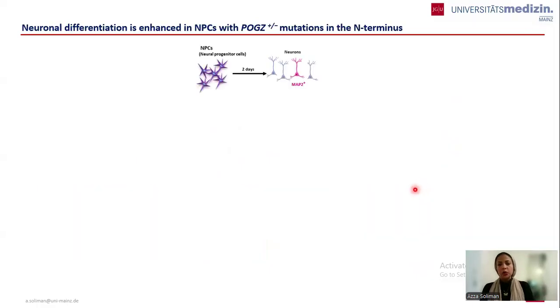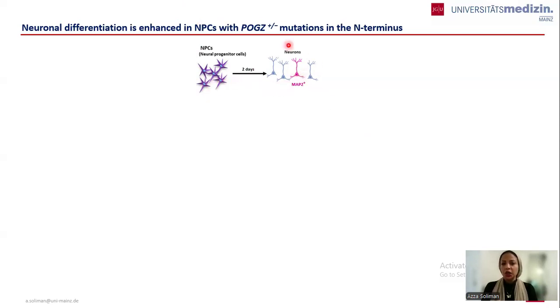The next thing that we wanted to investigate is whether these mutations could affect differentiation. The NPCs are neural progenitor cells that should differentiate into mature neurons, and that's what we tried to investigate in 2D culture. We have the NPCs, and we induce them to differentiate into neurons by changing the media for 2 days.